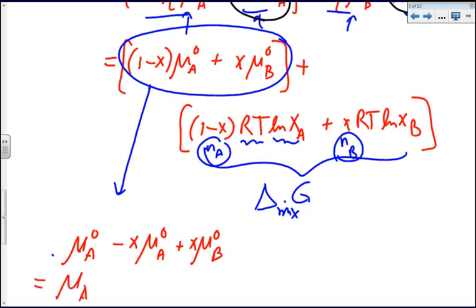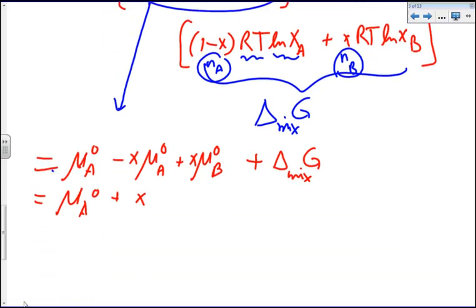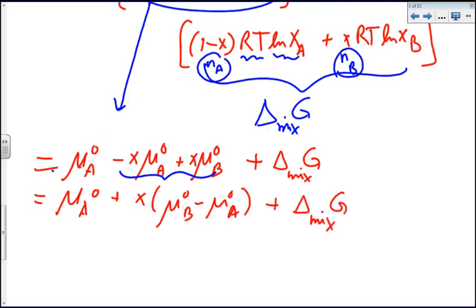So I have mu naught A plus x, okay, let me just write this way, plus delta G mixing, right? I'm just going to put everything together. Now, I can factor out my x from here. So this is going to be mu naught B minus mu naught A plus delta G of mixing. Well, what is this? This is chemical potential of B minus chemical potential of A.